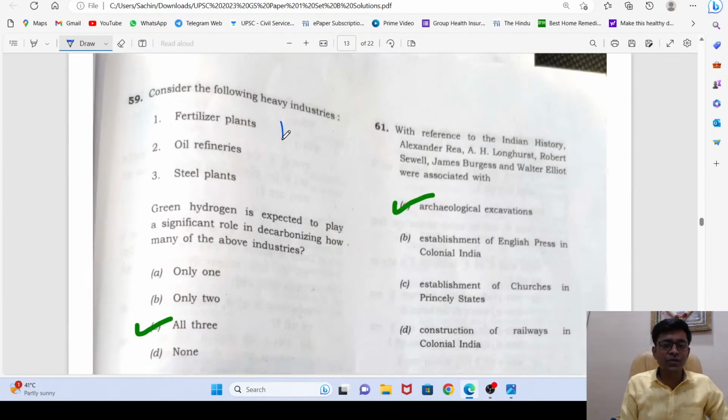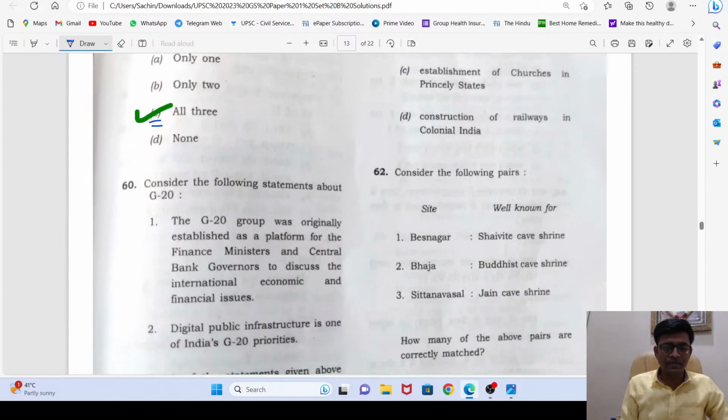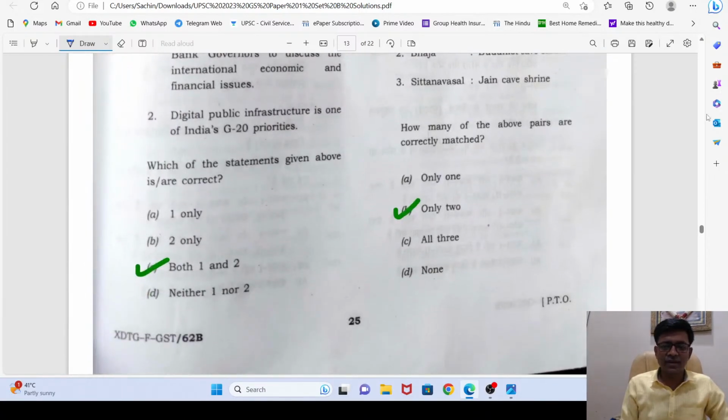Now this question is from the pollution part of environment and ecology, and it is not very difficult, nor very simple. Consider the following heavy industries: fertilizer plants, oil refineries, and steel plants. Green hydrogen is expected to play a significant role in decarbonizing all the above industries. It can be used in all these industries. That's why your answer is C, all the three. G20 current affairs, very logical.